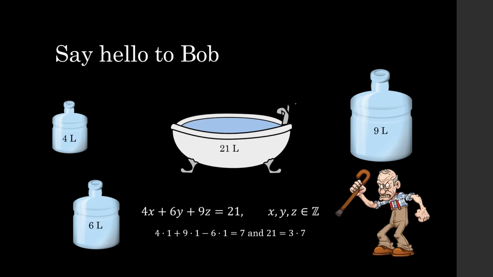So I have a linear combination of 4, 6, and 9 that gets me 7. And now I can multiply this by 3 and get another linear combination, still of 4, 9, and 6, that gets me 21. And that's exactly what I want.